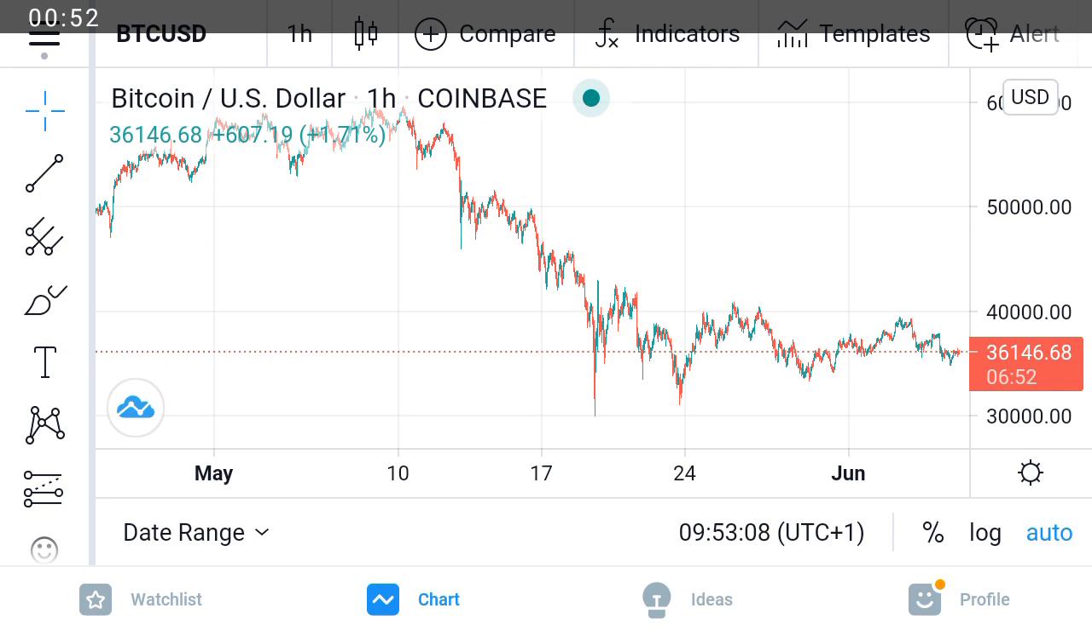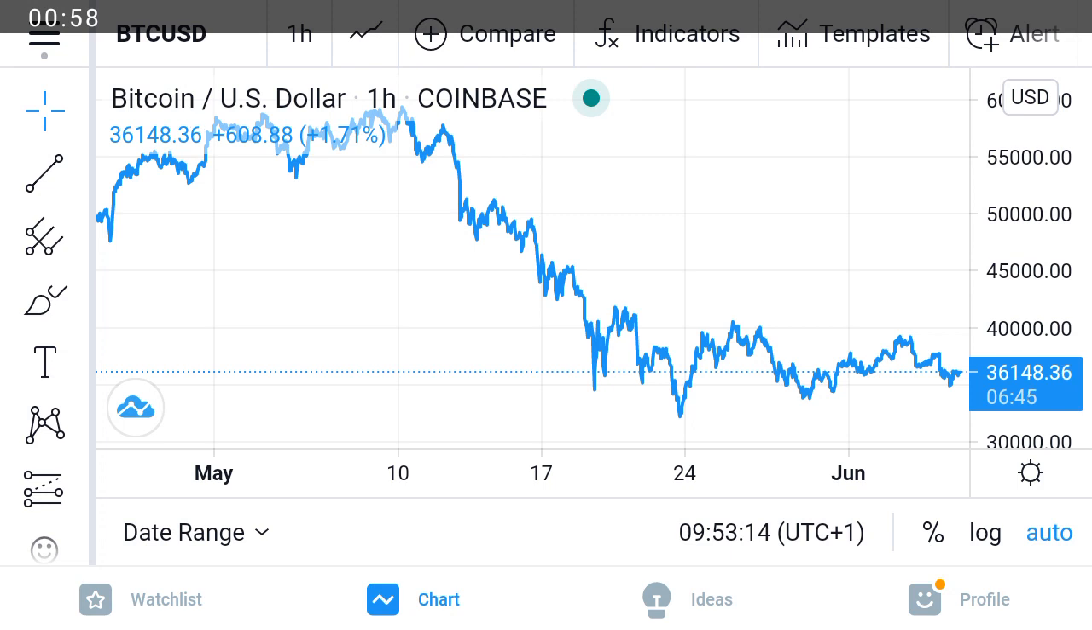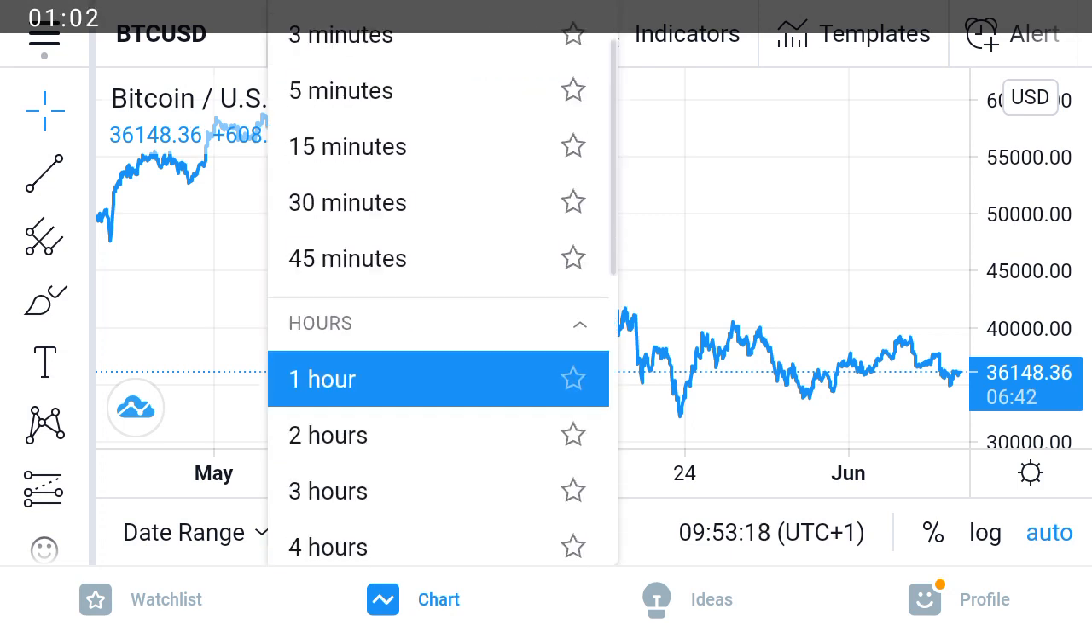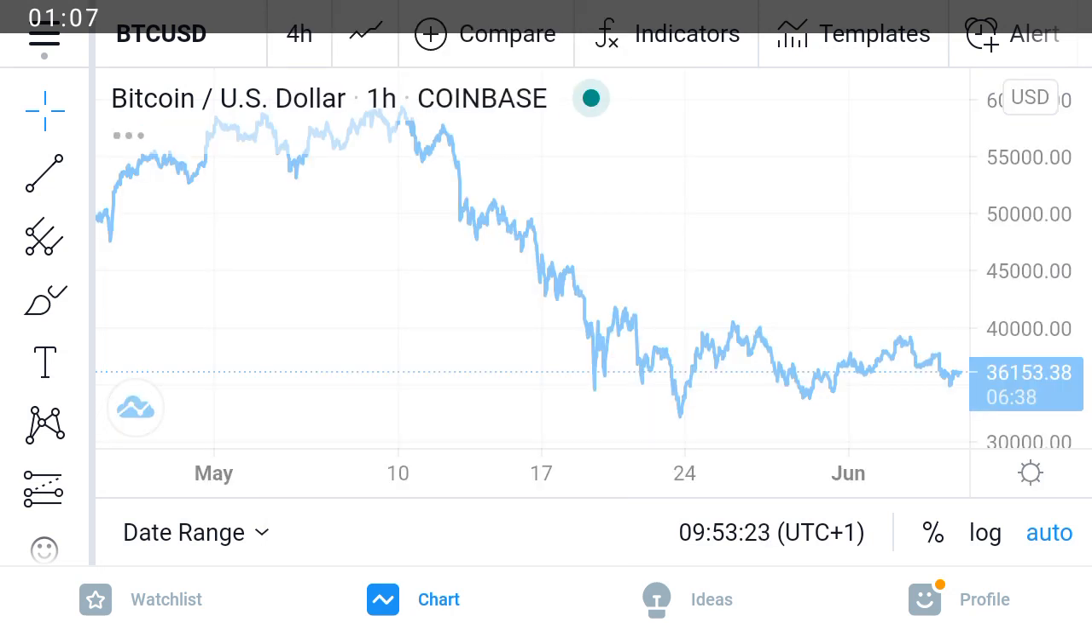It also offers time frames and charts. You can change it to any one you feel comfortable with. Also, you can change the time to seconds, to minutes, to hours. All right, so you can see it's changing. So you can download this from your Apple Store or your Play Store.